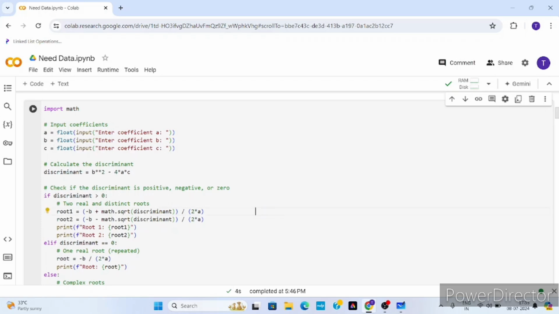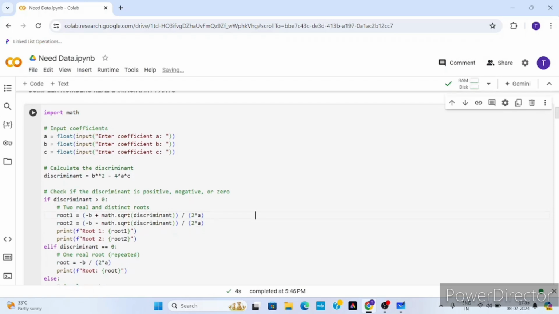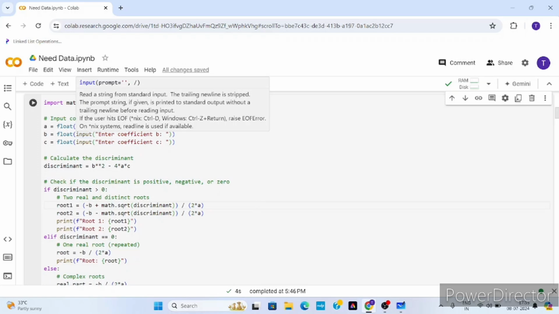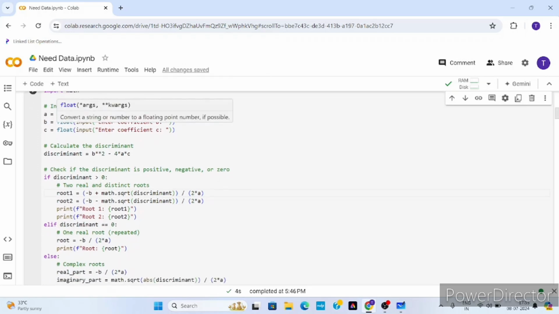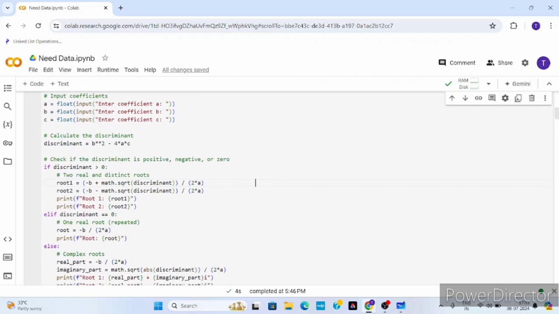Okay, let's see afterwards. I am going to get 3 values, which are the coefficients A, B, C, and they will be in float type. You can use any type, and I'm using the float type. So first I'm going to calculate the discriminant. Let's see what I have used, 148.